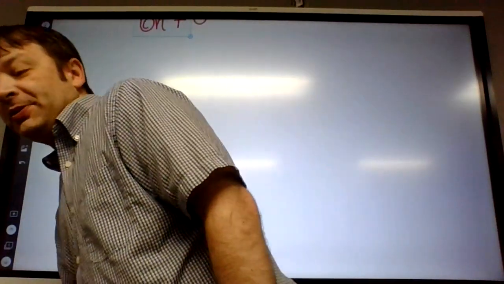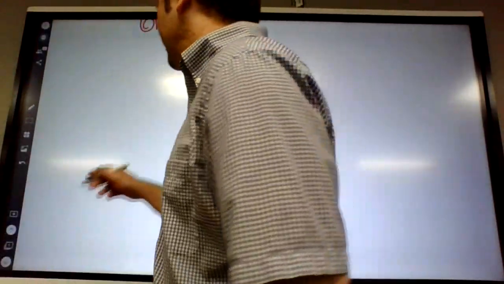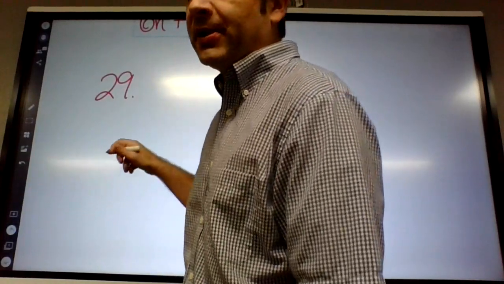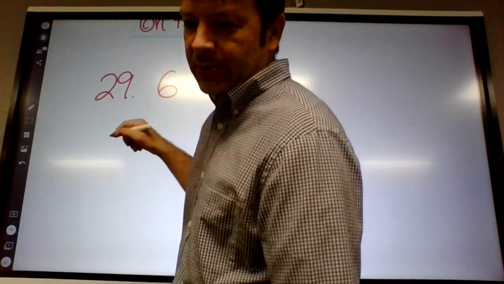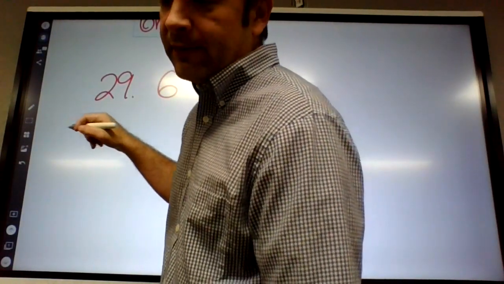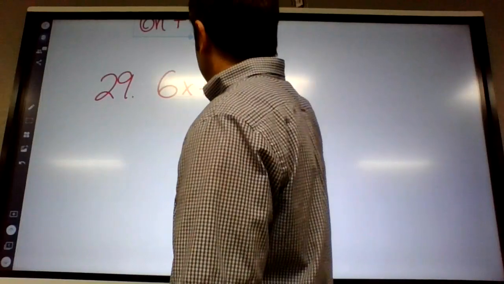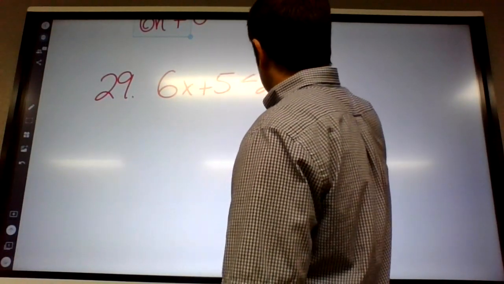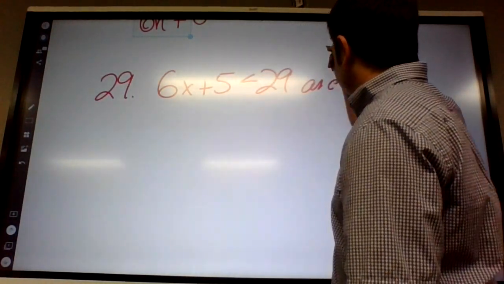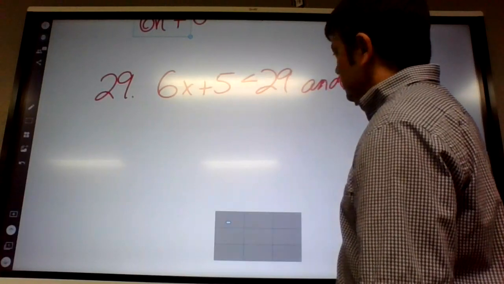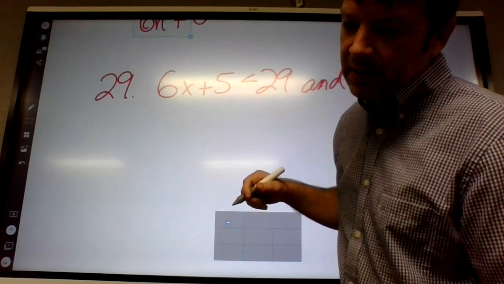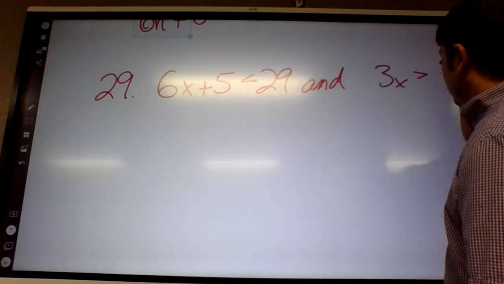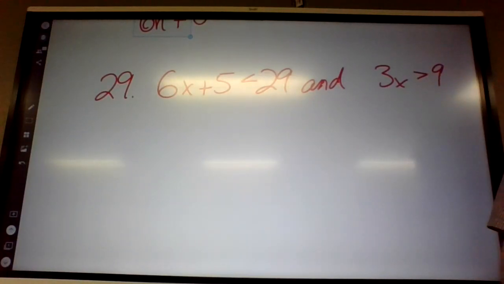This is the one where we solve them both, and then on the odds, I simplified it, and then on the evens, I said you don't have to. But we are not graphing this section. Three x is greater than 9. All right.